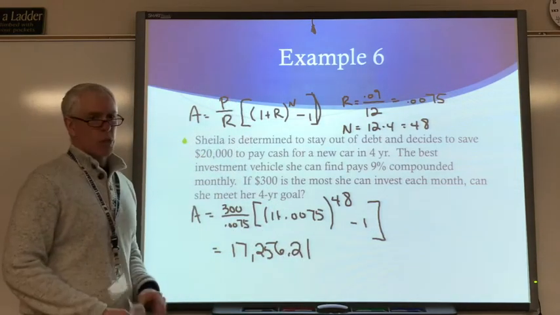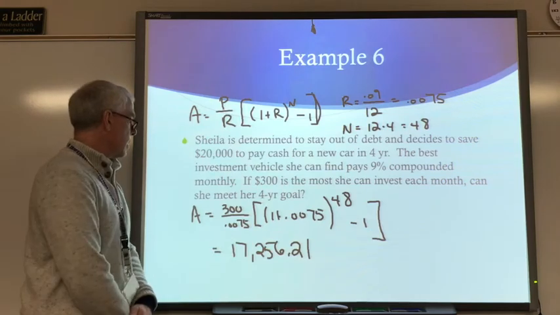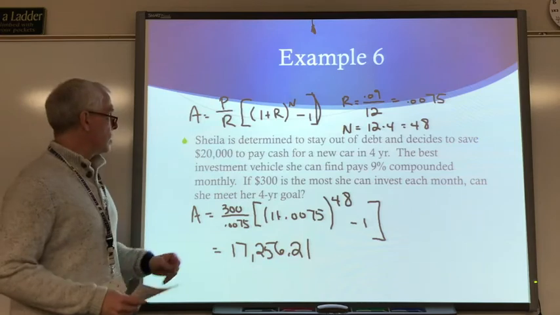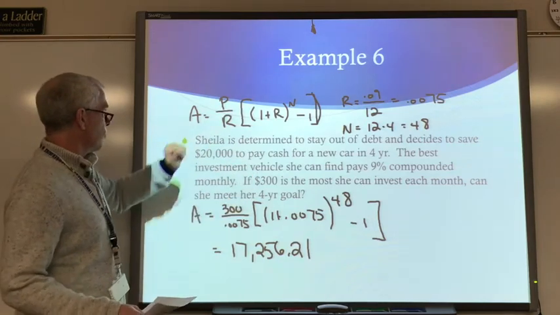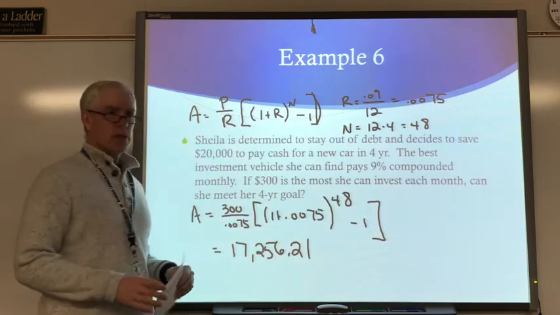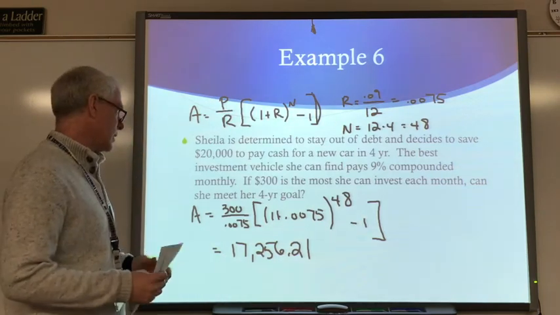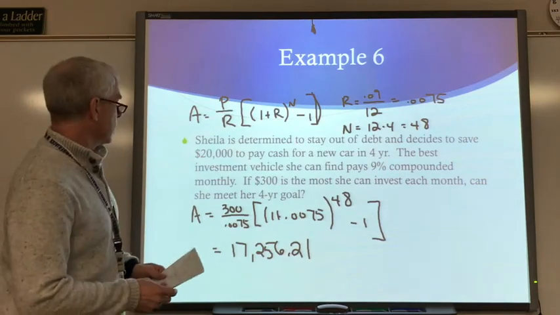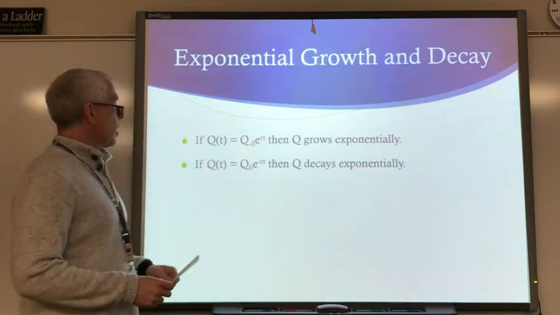Okay, so can she reach her goal in 4 years? Well, her goal was $20,000. We only made 17,000. So I would say no. The other way you could do this is we could have put a 20,000 in for A and solved for T to see if 4 years was enough, and it's not. Okay, so that's another way. I think that's how the book handles it. Okay, so let's move on. We got a couple more examples.